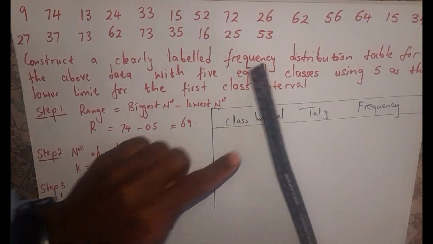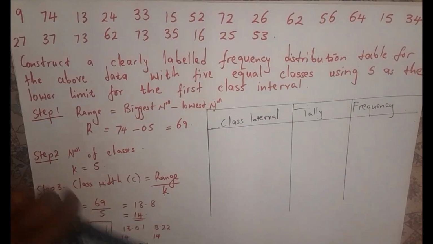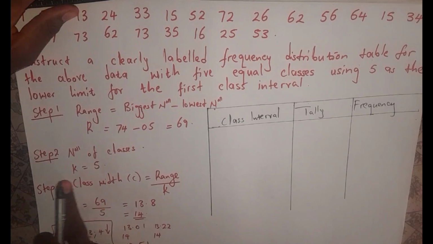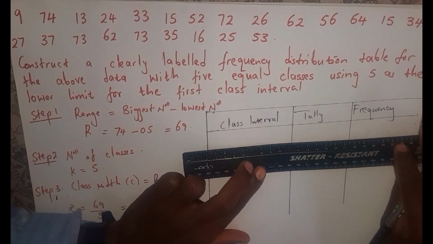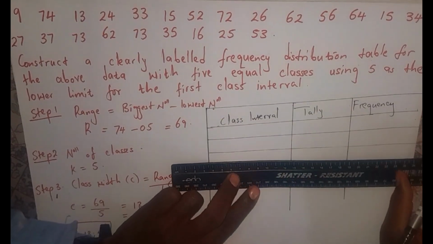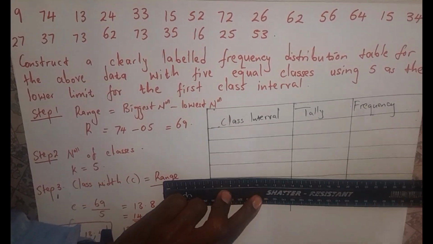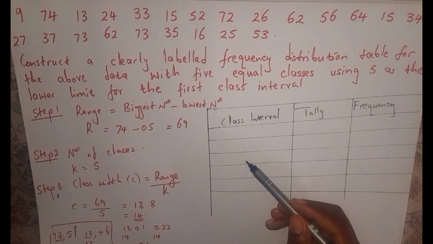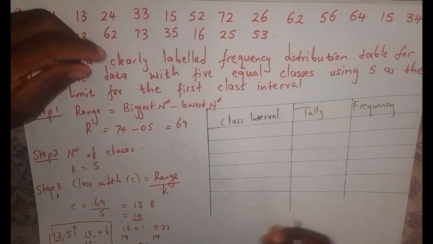Now how are we going to decide the number of rows? We have drawn the columns, now we need to decide the number of rows. What determines the number of rows is the number of classes. The number of classes is 5, so we are going to have 5 rows: 1, 2, 3, 4, 5. So the number of classes determines the number of rows which we are going to draw here.